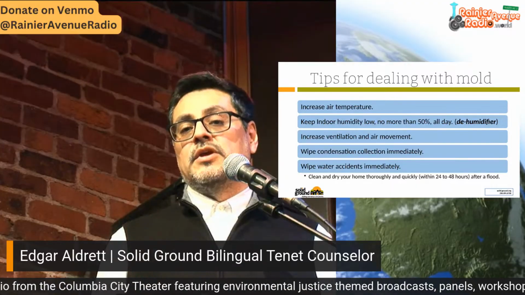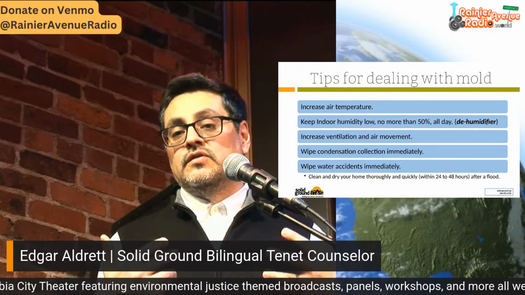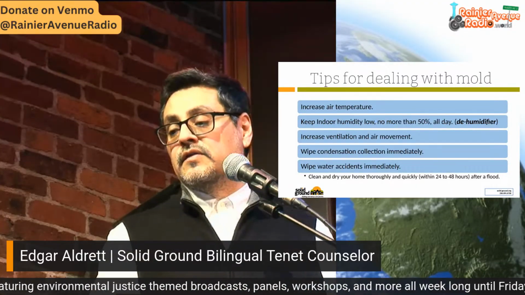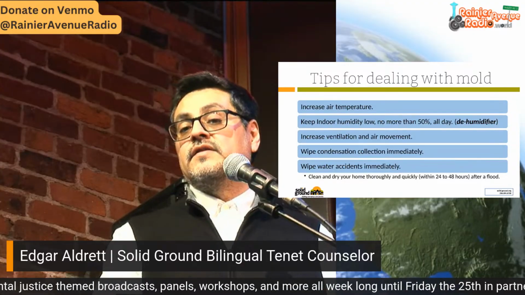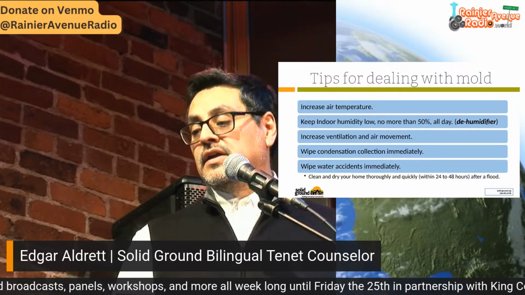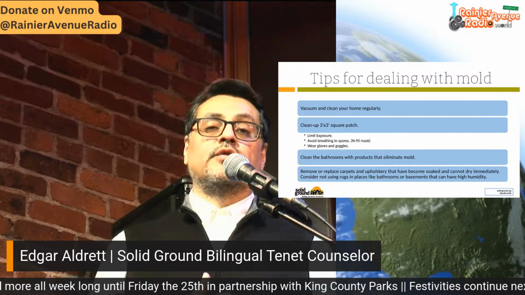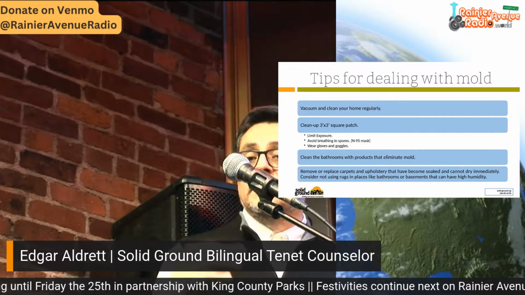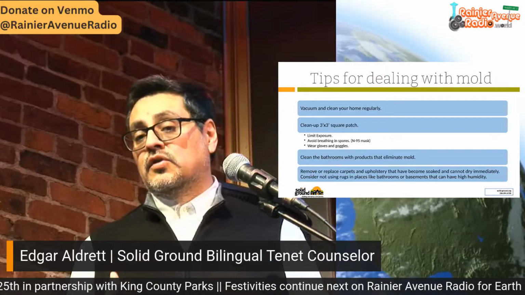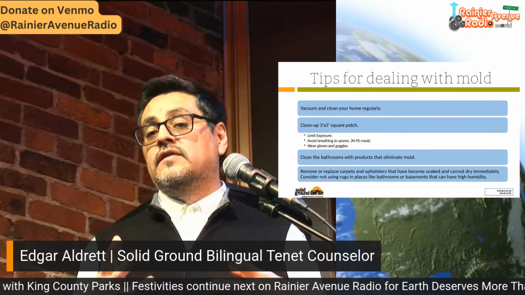Condensation appears, that's a red flag. That means there's moisture coming in, and it's best at this point to document that and clean it up as best as you can. Any water accident that you encounter, you want to clean that as quickly as possible. The reason being is that all it takes is 24 to 48 hours for mold to build up, because there's moisture, there's cold, and there's organisms in the air.